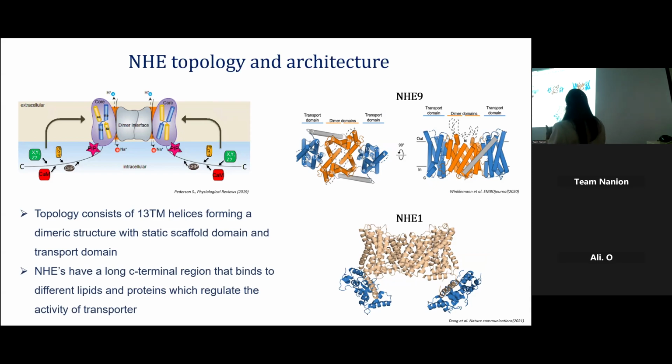Then another NHE1 structure was determined, and it was obtained in complex with CHP1, and this CHP1 was regulating the activity of the transporter. When the transporter was expressed in the plasma membrane, it had a very low activity, but when CHP1 was co-expressed with NHE1, then the activity was enhanced. So this protein helped in the regulation of the sodium proton exchanger.